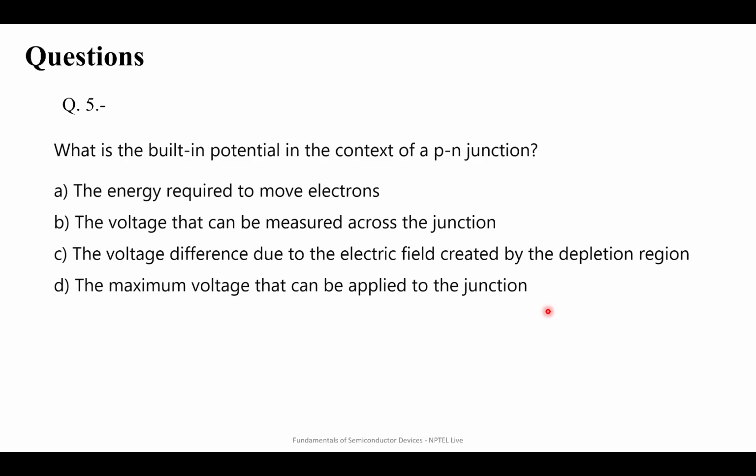That is correct. The answer is C. The voltage difference due to the electric field created by the depletion region. As we just talked about, the depletion region has created a built-in electric field, or you can say the electric field has created a depletion region. So that creates a potential difference between the p side and the n side, and this potential difference is called the built-in potential.